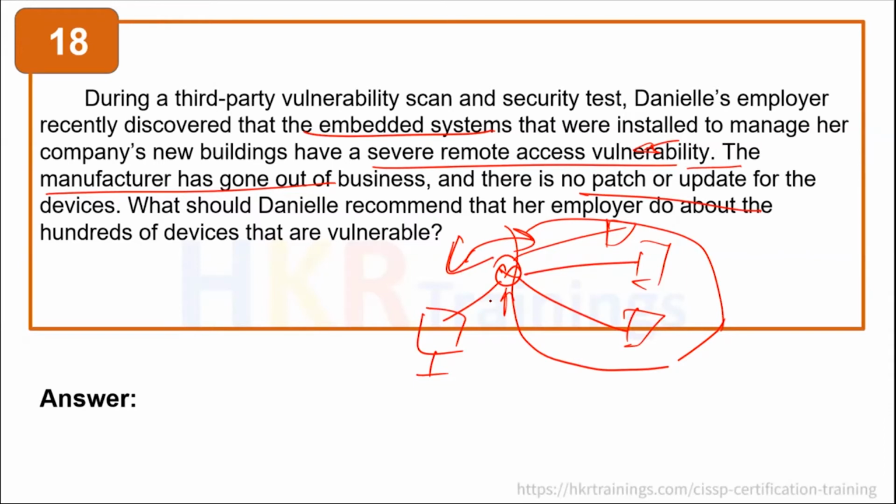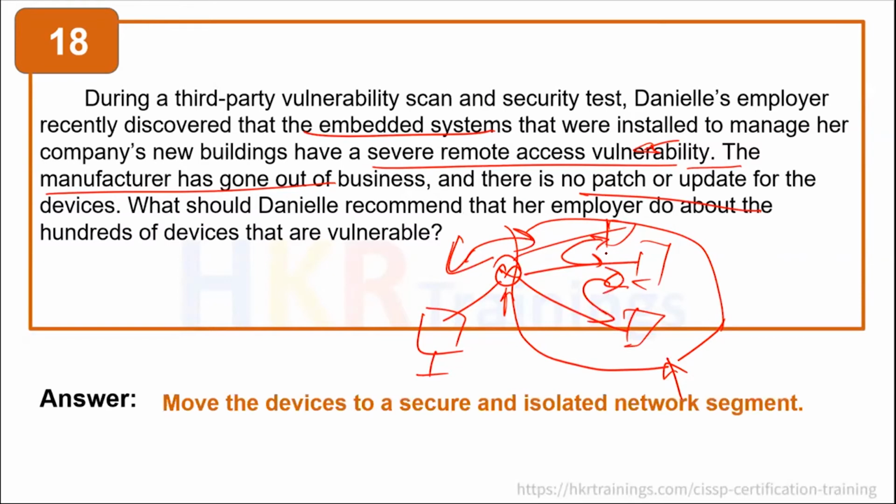And that is how we can do it. So we can simply isolate it and move these devices to a new network segment. That is what we are going to do, because there's no patch for this. And these are essential for maintaining the company's new building. So we cannot remove these devices. What we can do is move it to a separate segment where only these devices will be able to communicate with each other. And that's it. No external communication will be allowed.